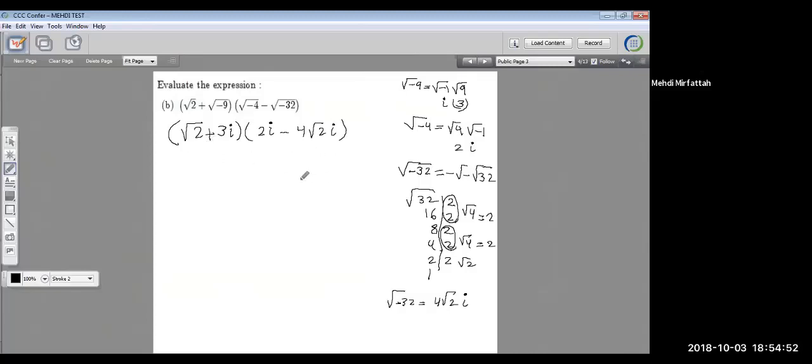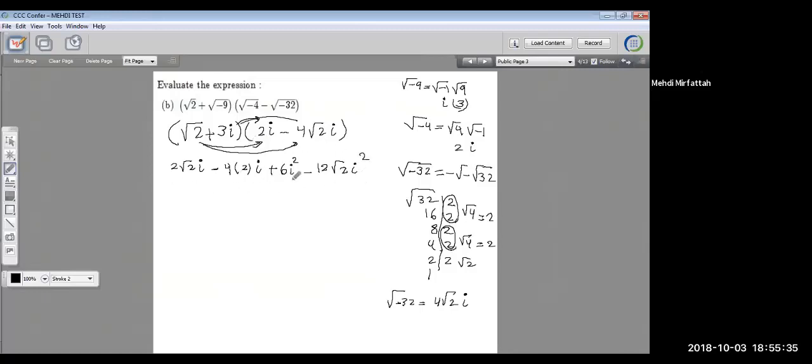Okay. Now I can multiply this term by term. So this would give me 2 radical 2i. This would give me minus 4 radical 2 times radical 2, give me radical 4, which is equal to 2. Then we have i here. Continue with my multiplication, that gives me 6i squared. Remember, i squared would be equal to negative 1. And finally, get minus 12 radical 2i squared.